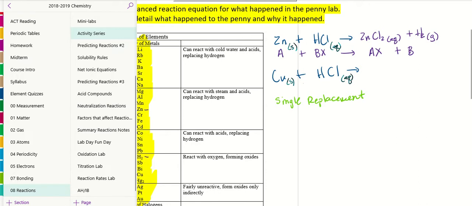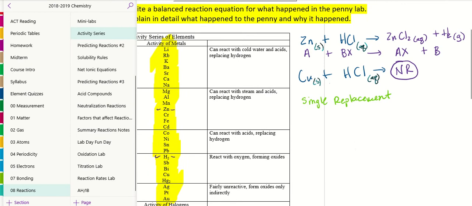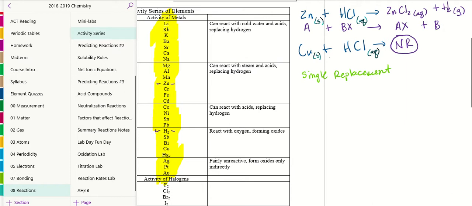Did the copper react with HCl? You should have seen NR. What's NR? No reaction. So the copper should not have reacted with the HCl. Why would the copper not react with the HCl? Take a look at your activity series. Here's your hydrogen again. Where's your copper? Your copper is less reactive than the hydrogen. Is the copper able to knock the hydrogen off the Cl? No. That's why we don't see a reaction with the copper and the HCl.